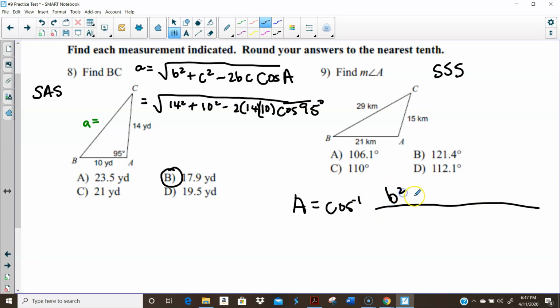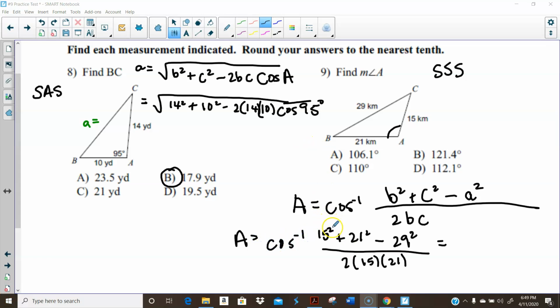And then you do b squared plus c squared, subtract, and if you're looking for angle A, then it's always subtract a squared over 2bc. So let's go ahead and find angle A, which is this angle right here. Angle A is equal to the inverse cosine of 15 squared plus 21 squared, subtract 29 squared, over 2 times 15 times 21. On your calculator, make sure you do second cosine to get inverse cosine. Make sure you're in degree mode, and you're going to get 106.